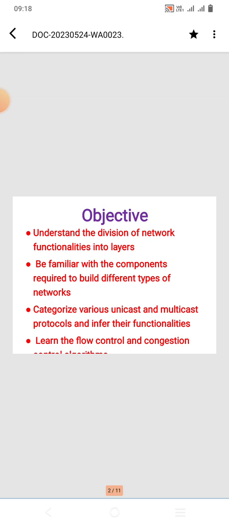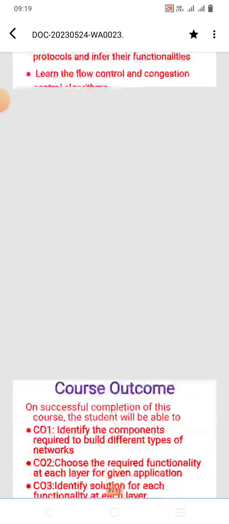The first objective is to understand the division of the network functionality into layers and be familiar with the components required to build different types of networks. The third is to categorize various unicast and multicast protocols and their functionality. The fourth is to learn flow control and congestion control algorithms. And the fifth is to illustrate the various services offered by the application layer.